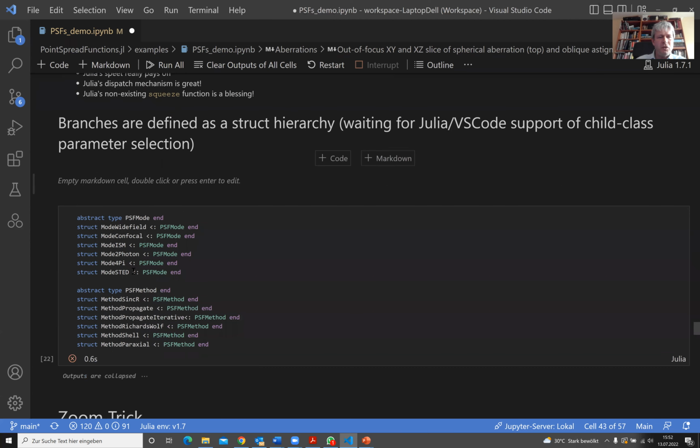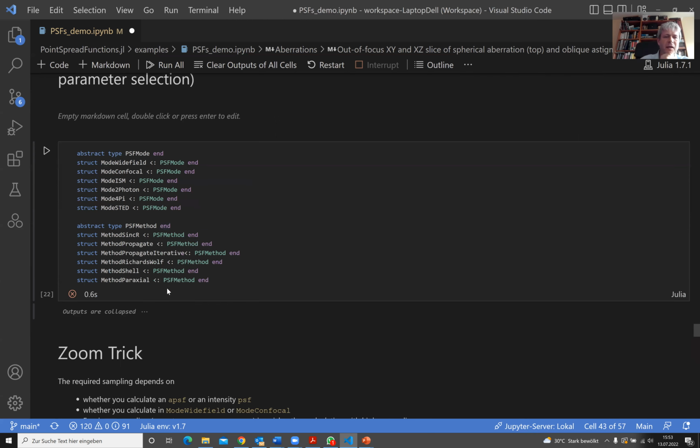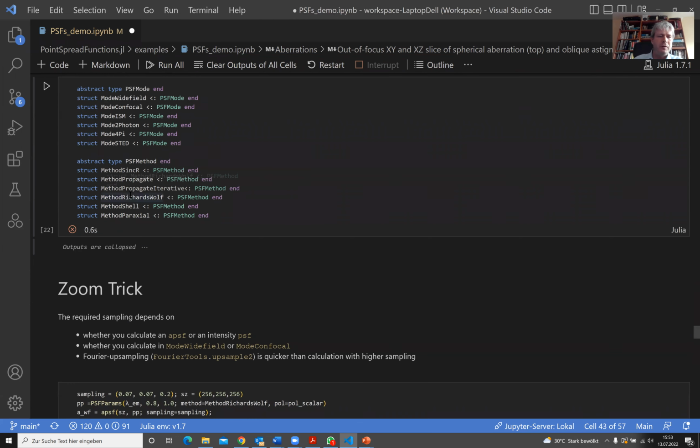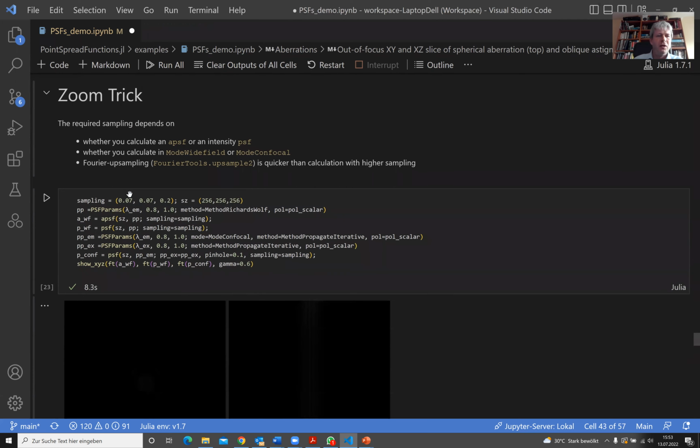Here's an example to just show you how these various parameters were structured. So there's an abstract type PSF mode from which all of these other types derive. And so these various modes are all inherited from PSF mode, as well as all the methods are inherited from PSF method. And this way they are defined, and then you can make sure that the user really provides a correct parameter here. So there's two interesting points that I want to show you.